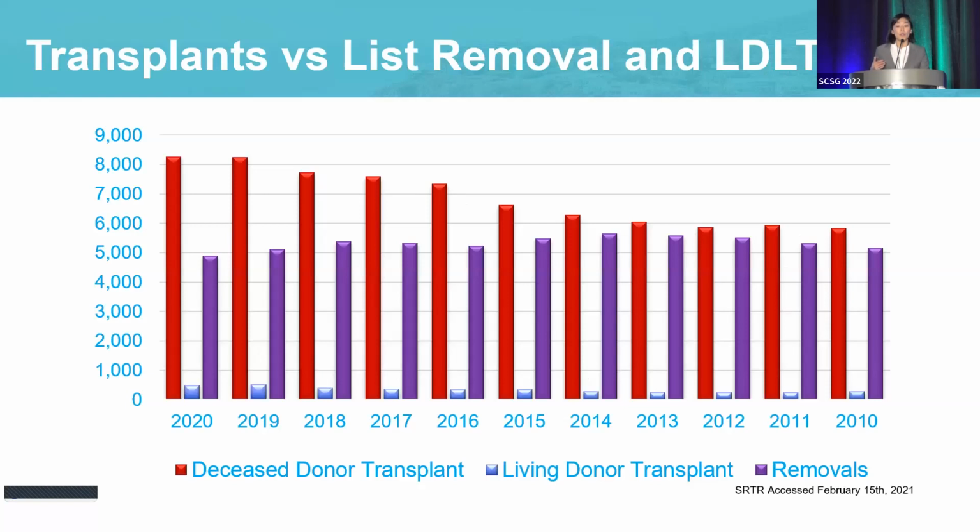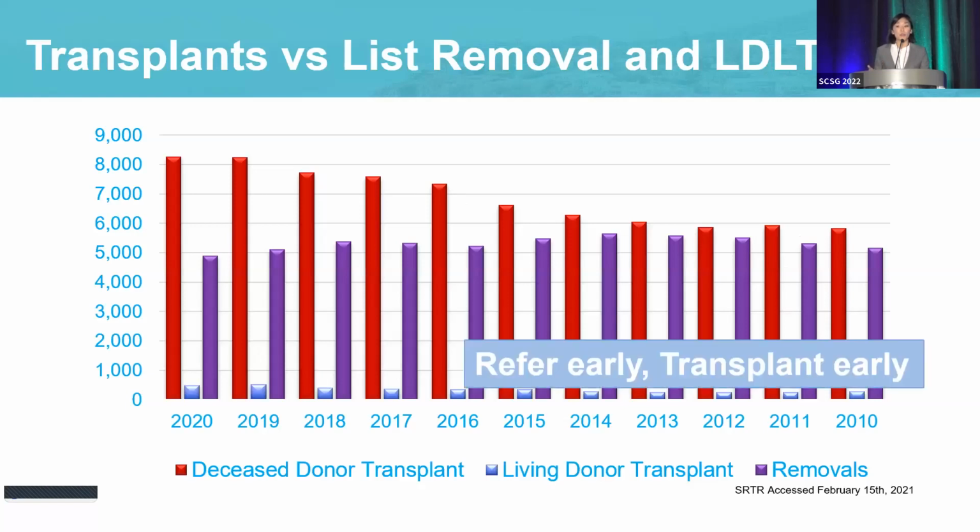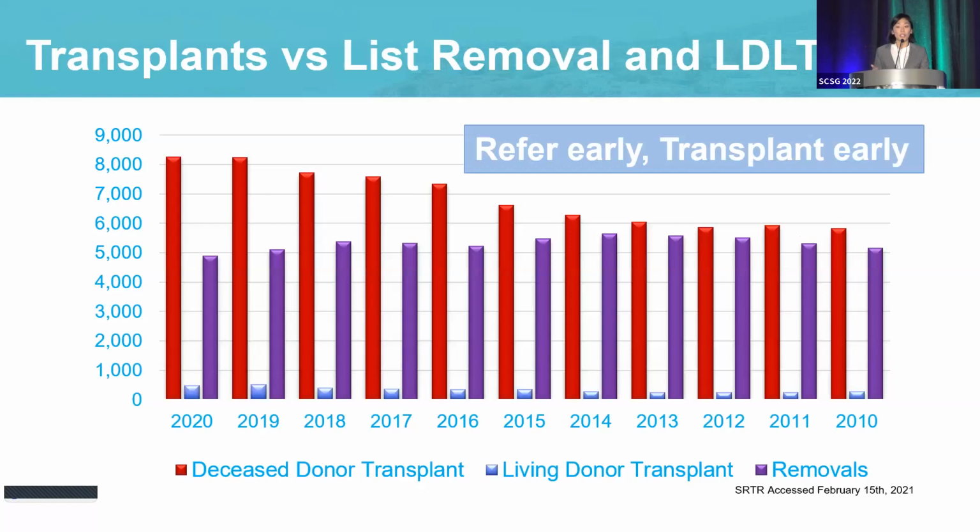And one of the ways that I'm going to talk about is really by referring early and transplanting early. This graph shows over a 10-year period that the deceased donor transplant numbers have kind of stayed steady. From 2010 to about 2015, we're doing about 6,000 transplants a year. Now we've reached about 8,000 plus.